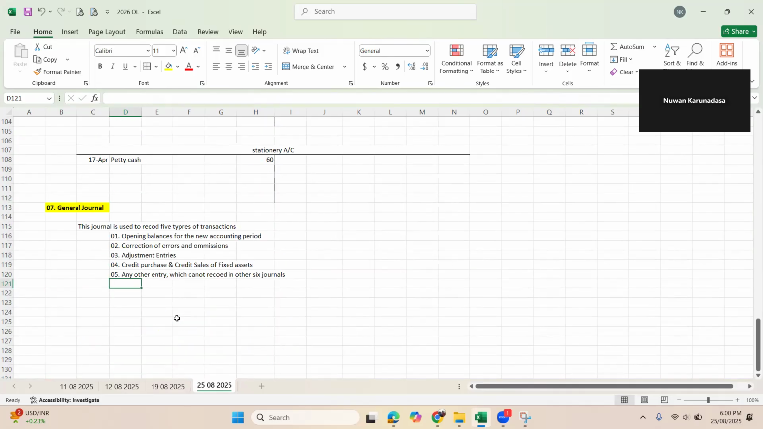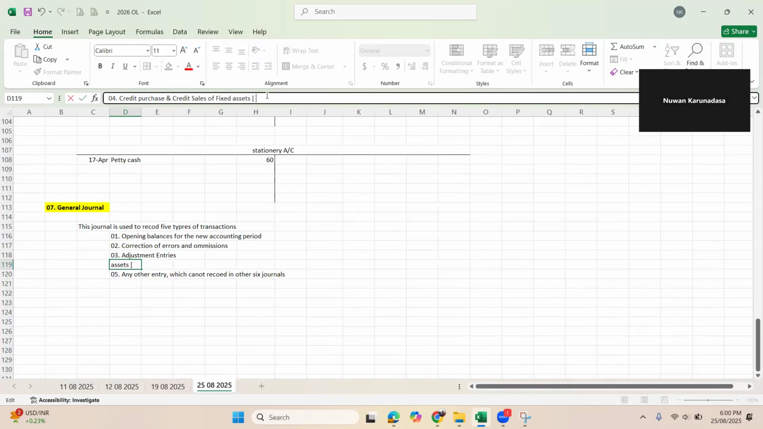All these journals talk about the inventory, but this journal, general journal, is the only one that is used to record the credit purchase and credit sales of fixed assets. So fixed assets, as I said earlier, we are buying not for trading purpose, but for the usage. Maybe lorry, maybe building, maybe the motor vehicles, maybe the furniture and fittings, maybe computer equipment, those fixed assets. If you purchase it on credit, better you record under the general journal, right?